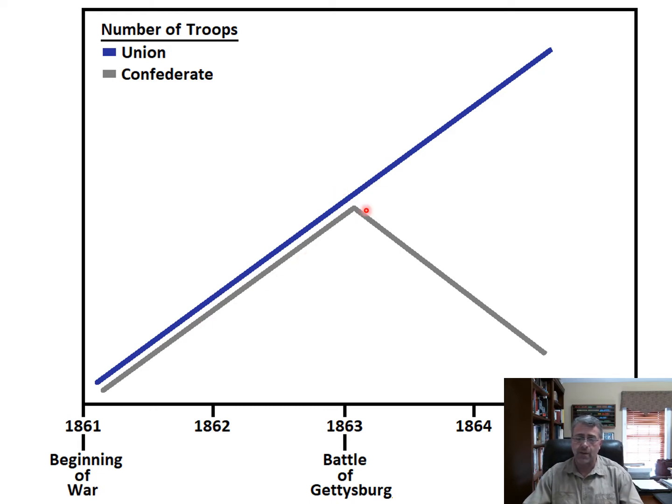After Gettysburg, the South is unable to replace its losses, and after every battle, they have fewer and fewer men available to fight. Whereas the North will continue to recruit and continue to tap into their manpower reserves, and their army will grow larger and larger, even as the Southern army diminishes in size. So again, manpower is one of the most important advantages that the North has in this war.